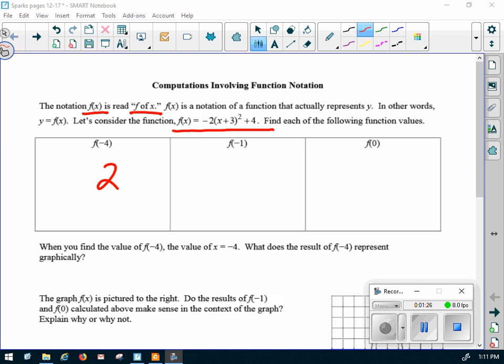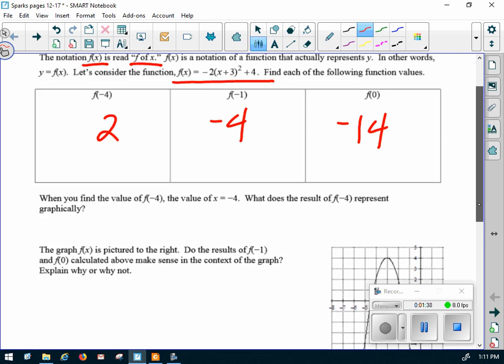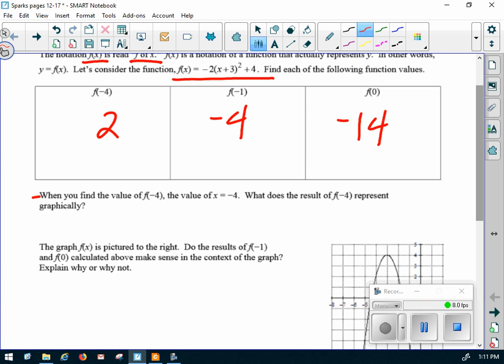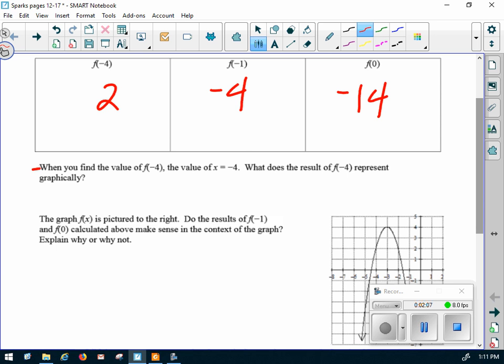What's f of -1? -4, good. What's f of 0? -14. I want you to look right here. When you found f of -4 and you got 2, what does that mean? What did you find? The y value when? Good. You found the y value when x is -4. That's what this is. You can get it off your notes later.